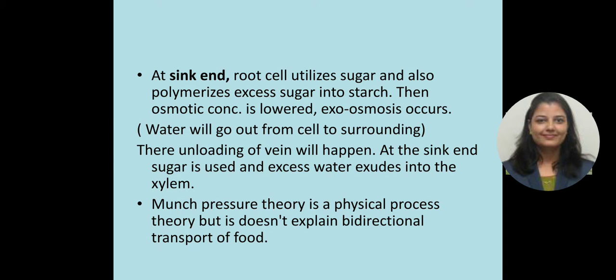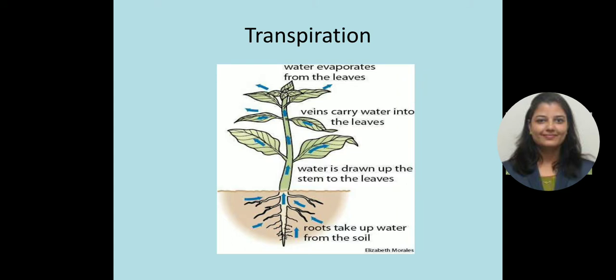So Munch pressure theory is a physical process theory, but it does not explain the bidirectional transport of the food. That is a limitation of this Munch theory, that it is not able to explain the bidirectional, means if the food is going into two directions. So it was not able to explain the bidirectional. That was the limitation of the Munch theory.